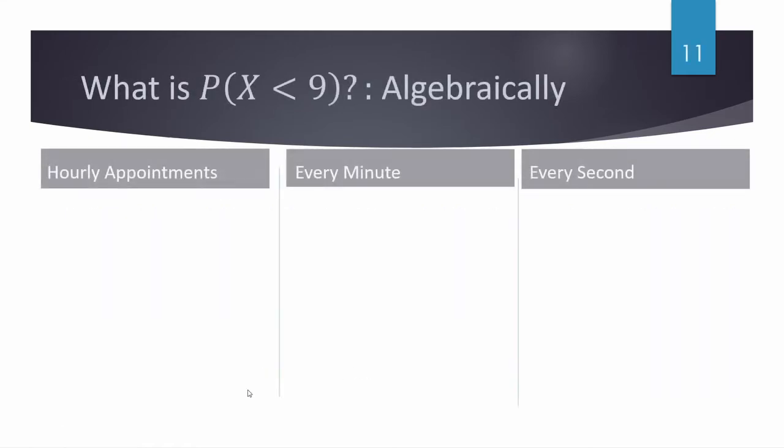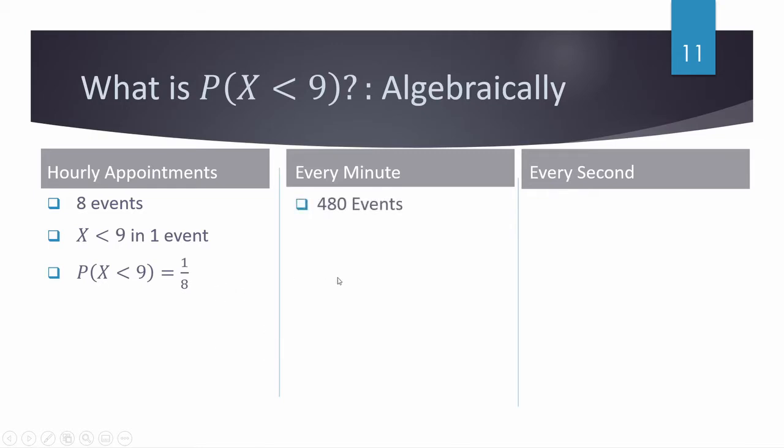So let's go back to our first example here where we have hourly appointments. There are 8 events. Only one of them satisfies the criteria that the time slot is before 9 a.m. That means the probability of getting a time slot before 9 a.m. is 1 in 8. Similarly, if we were to look at the minute by minute possibilities, we see that there are 480 events during the day. 60 of those satisfy the criteria that the event is before 9 a.m. So my probability of seeing an event before 9 a.m. would be 60 out of 480, or 1/8 again.